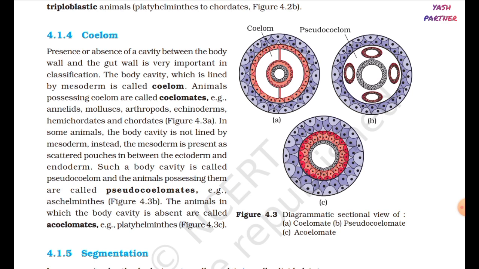Figure 4.3a. In some animals, the body cavity is not lined by mesoderm. Instead, the mesoderm is present as scattered pouches in between the ectoderm and endoderm. Such a body cavity is called pseudocoelom and the animals possessing them are called pseudocoelomates. Example, Aschelminthes. Figure 4.3b. The animals in which the body cavity is absent are called acoelomates. Example Platyhelminthes, figure 4.3c.